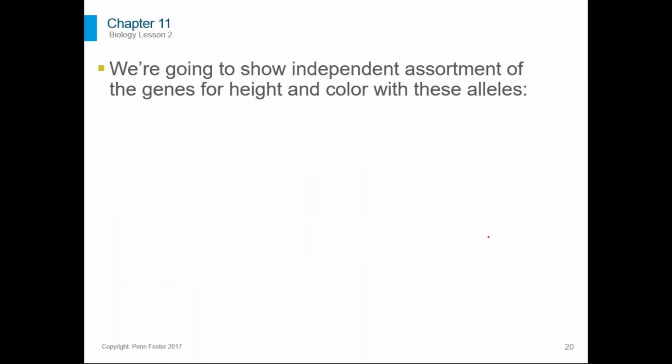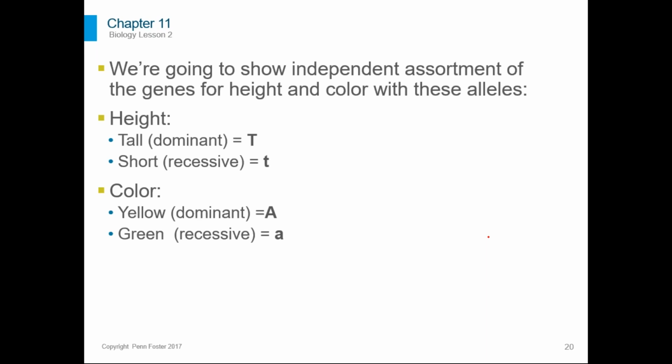So we're going to show independent assortment for genes with height and color. And these are the alleles that we're going to use. Height will have a capital T for tall, which is the dominant trait, and a lowercase t for short, which is the recessive trait. Color will have a capital A for yellow, which is the dominant trait, and a lowercase a for green, which is the recessive trait.